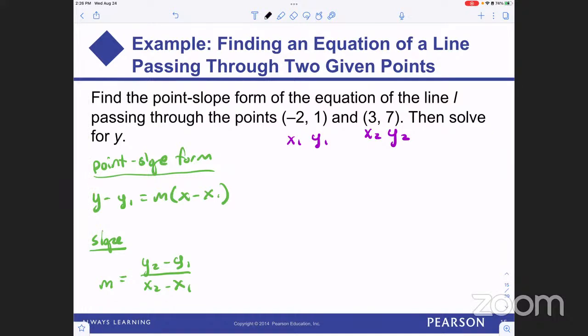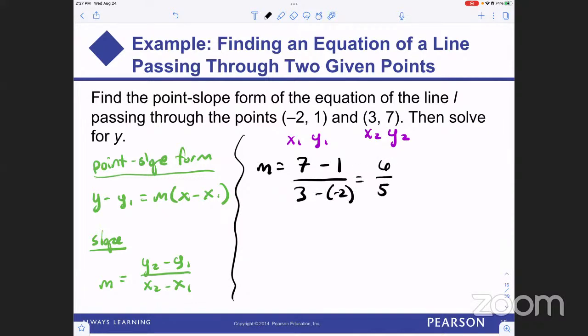So then I'm just going to work beside this. Our slope is going to be our y2, which is 7, minus our y1, which is 1, divided by 3 minus a negative 2. That ends up being 6 over 5. That's our slope. So now we have a slope. Now, what's your favorite point, the first point or the second point?